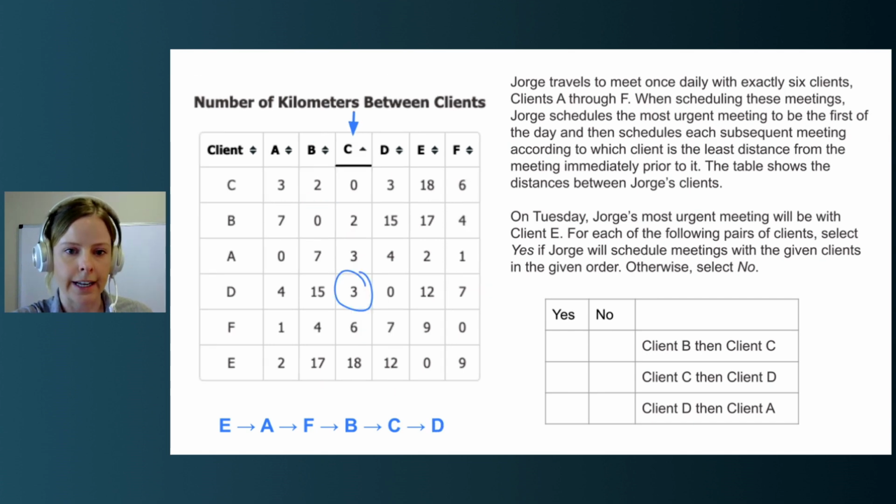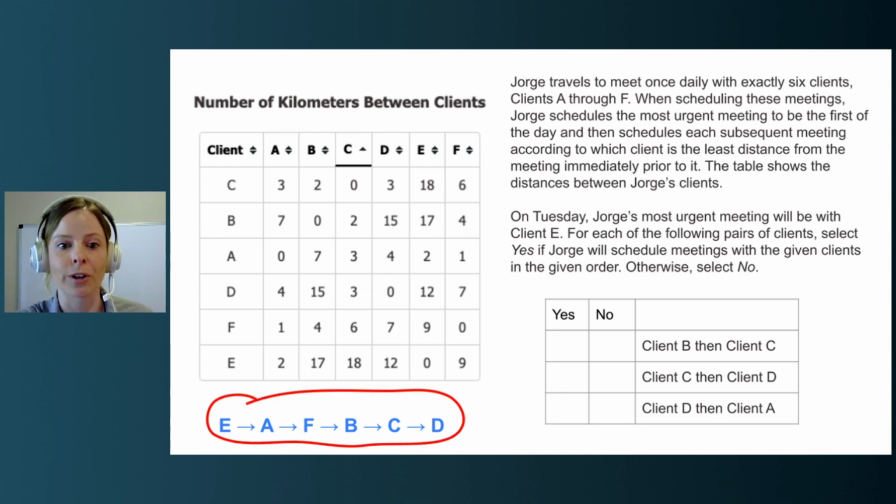And then he is at C, and we've already been to B, we've already been to A, but we have not yet been to D, and D is only 3 kilometers away. So that is who he will visit next, and that is our entire order, right? We have E, A, F, B, C, D, and that's his entire day.